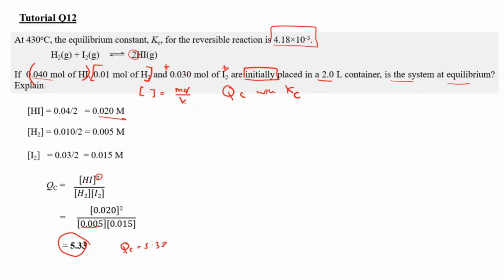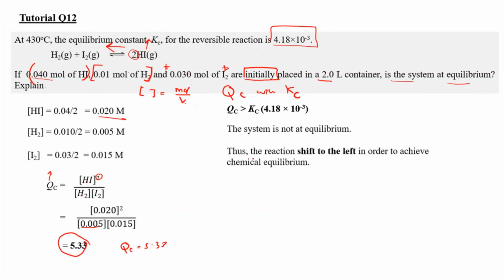And from here, you know that your QC is bigger than your KC. So when the QC is bigger than the KC, you know that the QC is high, right? So you know that your product is very, very high. And for that reason, it needs to shift to the left in order to reduce the disturbance so that they can reach the equilibrium state. So for this reason, the system is not at equilibrium and thus the reaction will shift to the left in order to achieve the chemical reaction at equilibrium.